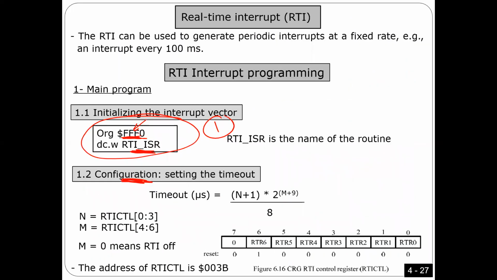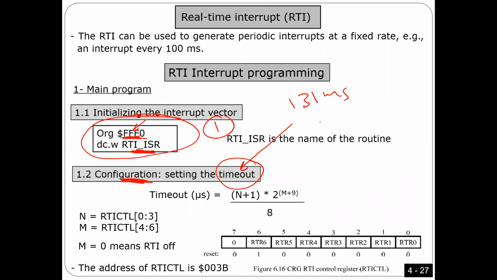Configuration. I told you we need to do configuration. What I mean by configuration here is how you can set the timeout. What I mean by timeout is the time between interrupts. So if the timeout is, for example, 131 milliseconds, that means I'm going to generate an interrupt every 131 milliseconds. This is the timeout. So how can I program the timeout?